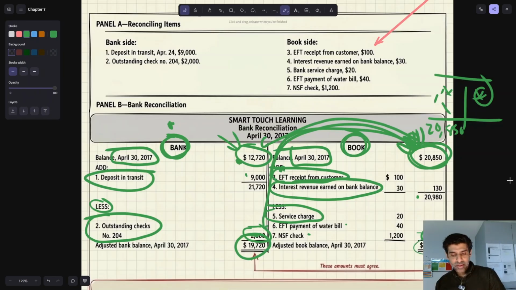And we basically should get to the same number. These two should always agree with each other after we've done these adjustments. That's when you know you've reconciled everything. Okay?